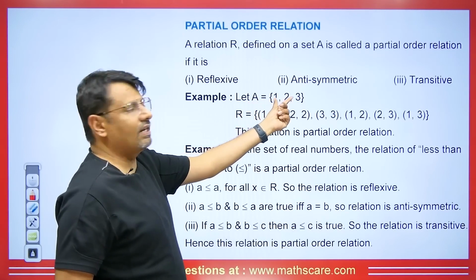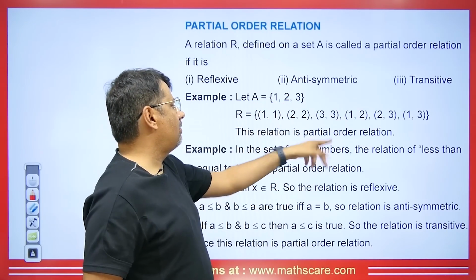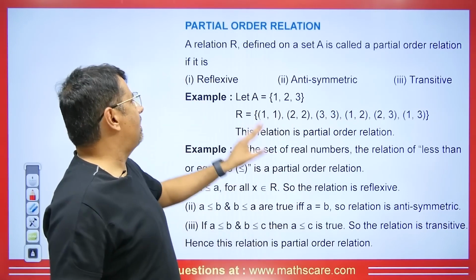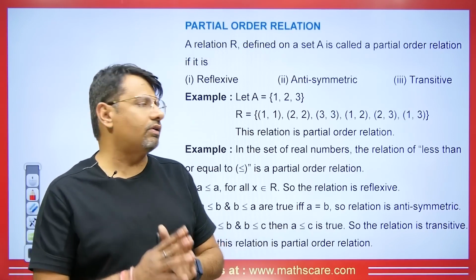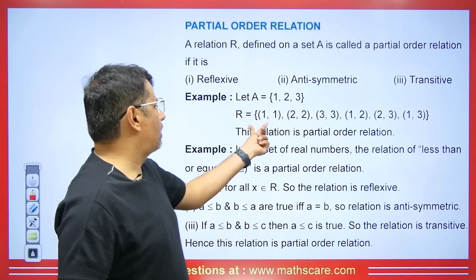and it defines a relation as in 1 with 1, 2 with 2, 3 with 3, 1 with 2, 2 with 3 and 1 with 3 as well. Now we'll check if it's reflexive or not. Being reflexive means that 1 should map with 1, 2 should map with 2, 3 should map with 3 and as you can see, it does follow the order.